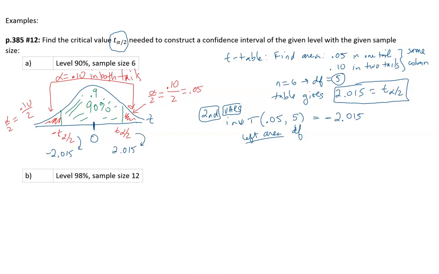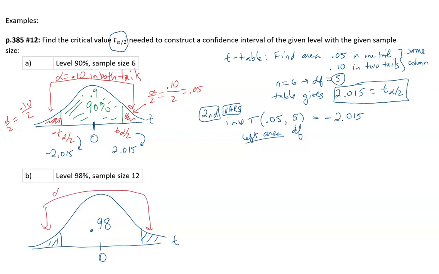Okay, let's try another example. Confidence level of 98%, sample size 12. All right, so draw your picture. Okay, 0 in the middle. T is our label on the horizontal axis. Pretty much the same picture. Now we have 98% or 0.98 in the middle. Figure out what that leaves for the tails. So alpha in those two tails, it would be the 0.02. And so then alpha over 2 would be 0.01 in each of the individual tails.